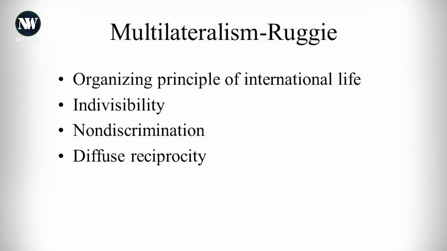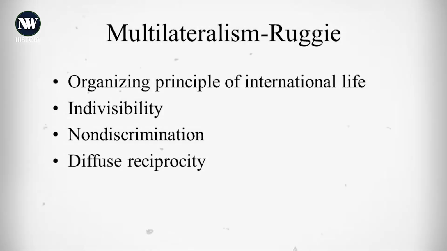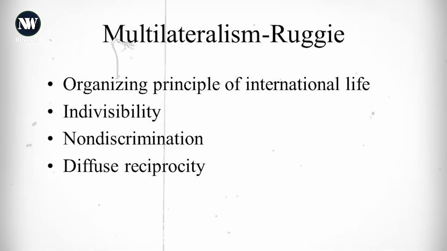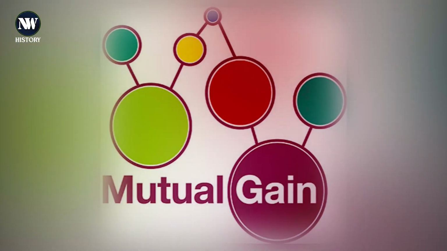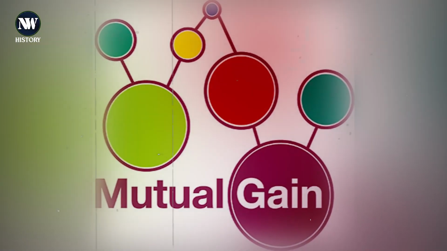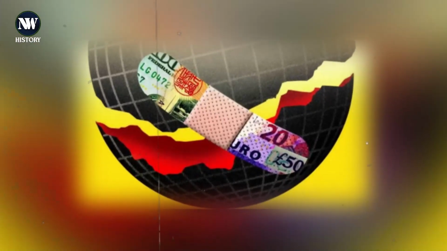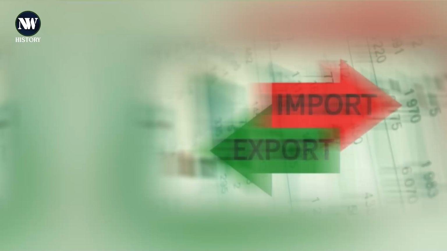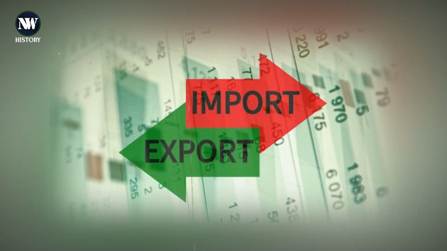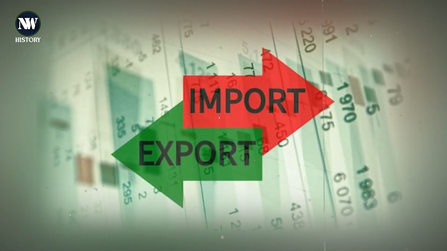Reciprocity was not the same as tit for tat. Negotiations followed a principle of diffuse reciprocity. Countries did not demand exact trade balance equivalence but aimed for mutual gains over time. There were exceptions for emergencies. Countries could temporarily raise barriers for balance of payment crisis under Article 12 or farm safeguards under Article 11.